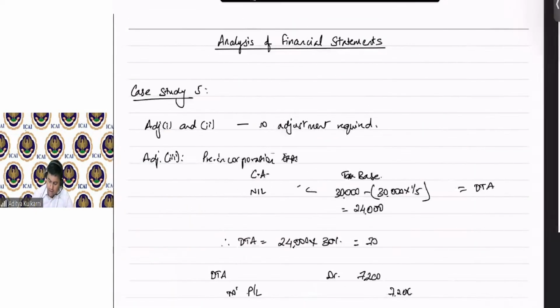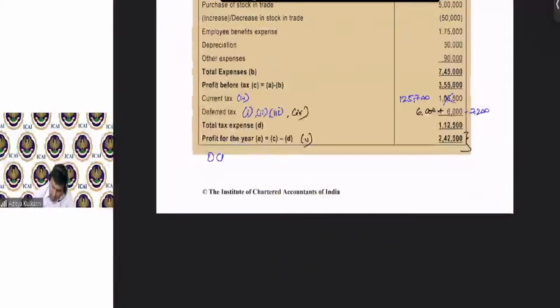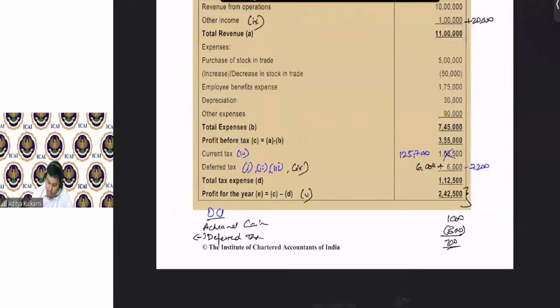So let us come to our question. Other comprehensive income, actuarial gain 1000 less deferred tax 300. So this falls to 700. We have debited long-term provision, Namrata.